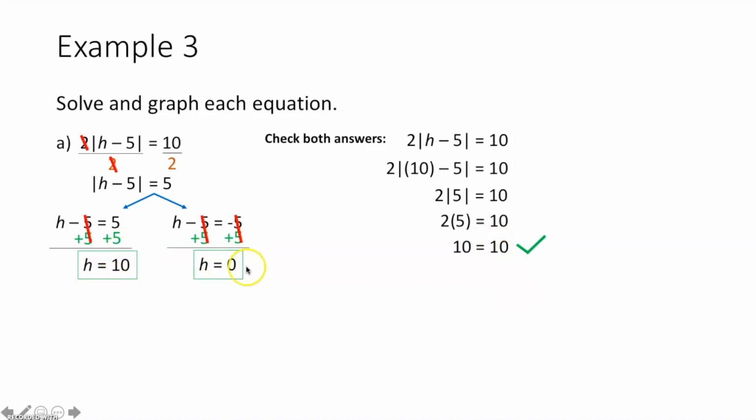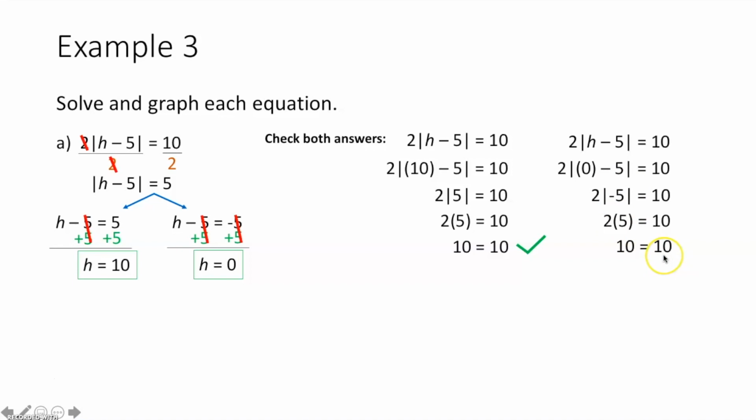Sweet. Now let's check this one. We're going to plug in 0 to our original equation for h. What's 0 minus 5? That's negative 5. What's the absolute value of negative 5? That is positive 5. And then 5 times 2 gives you 10. Does 10 equal 10? Yes, it does. Therefore, those answers check out.